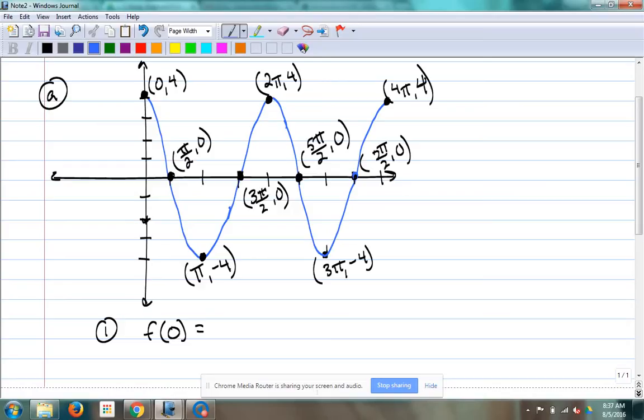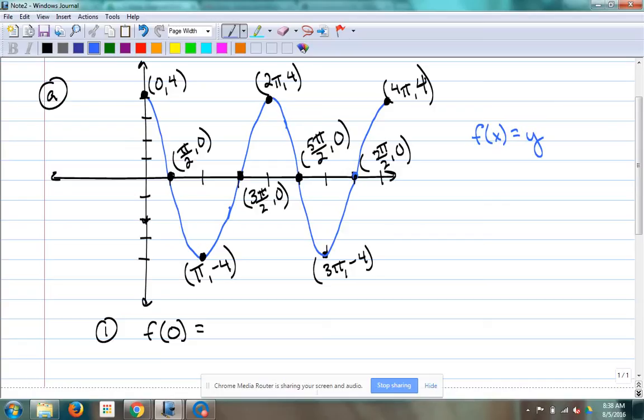What does f of 0 represent? Remember, f of x is the same thing as y. So f of 0 would be the y value when what? When x is 0. So f of 0 means what's the y value when x is 0?